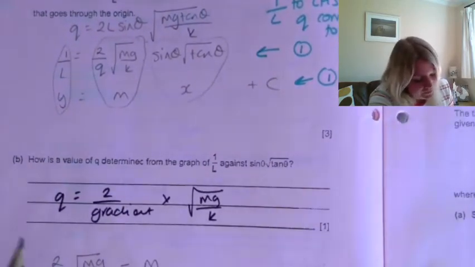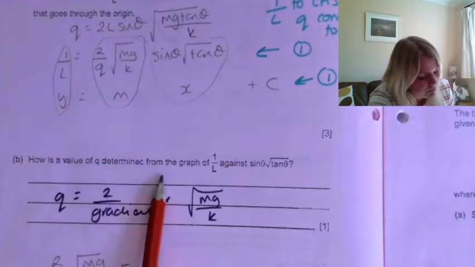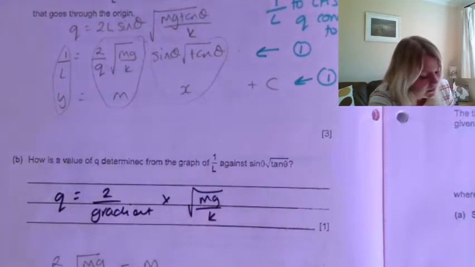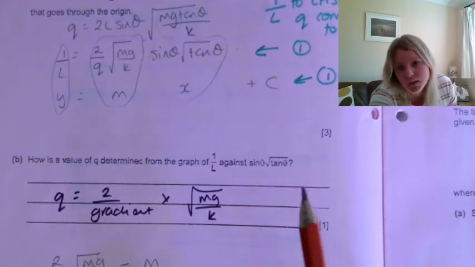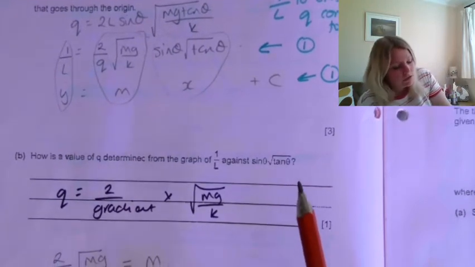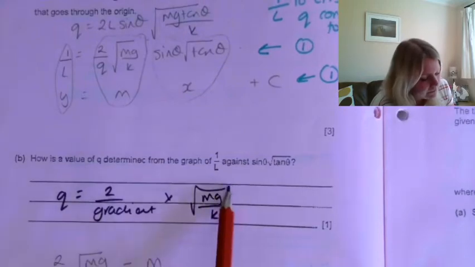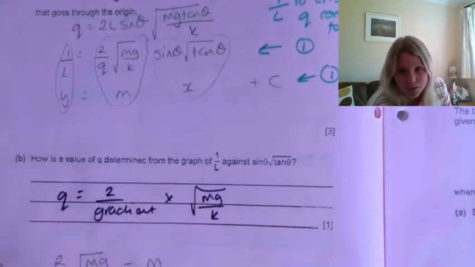Then for B, how is a value of Q determined from the graph of 1 over L against sine theta tan theta? If you just write something like use the gradient there, you're not going to get that mark. But this is what you had to say to get the mark.